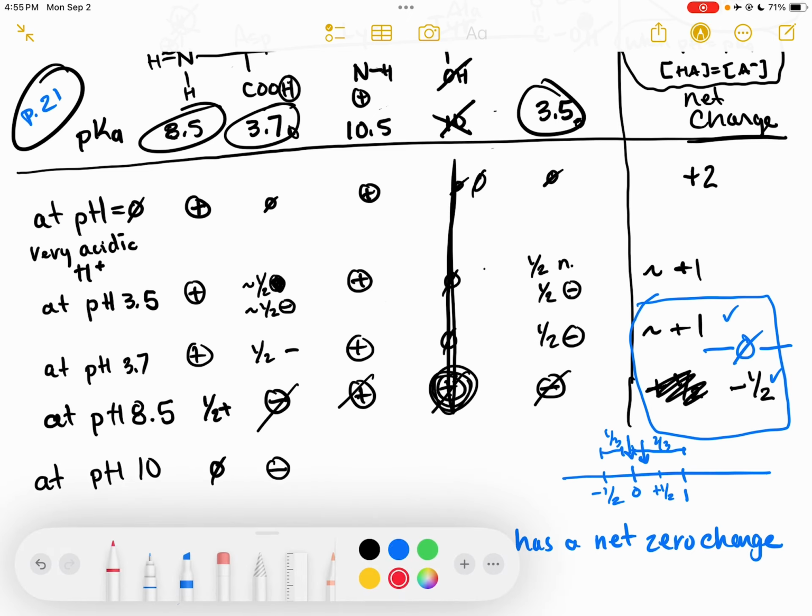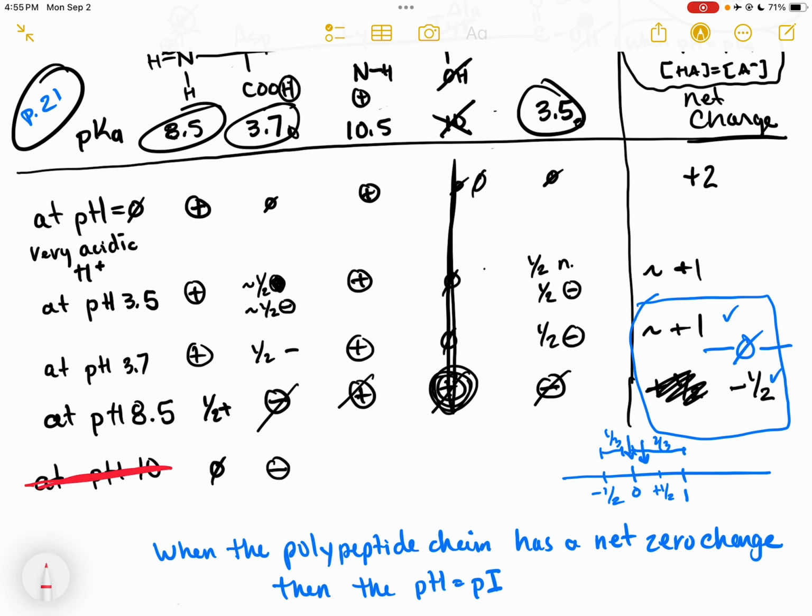So if we do, let's get rid of this. We didn't do that one. So at positive 1 we have 3.7 and at negative 1/2 we have 8.5. So we want to be 1/3 of the way or 2/3 of the way up.